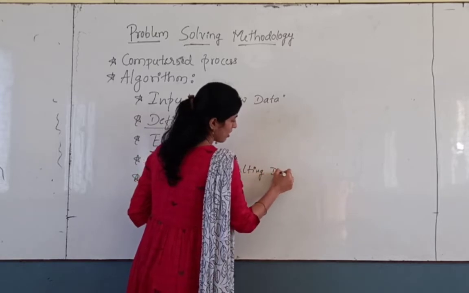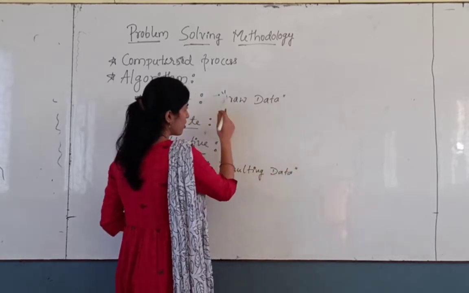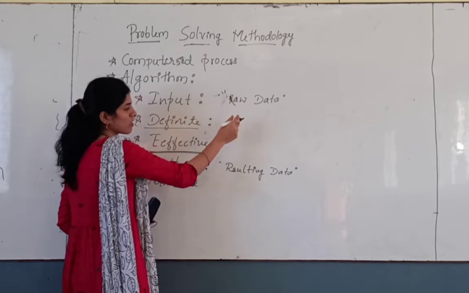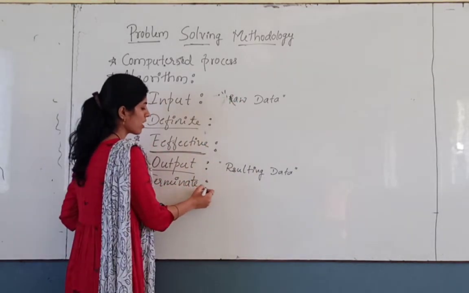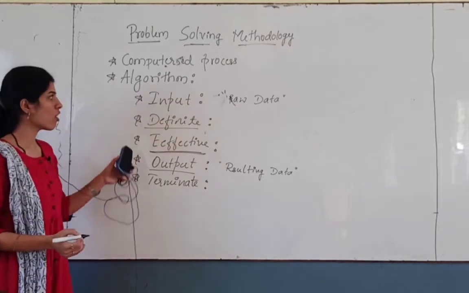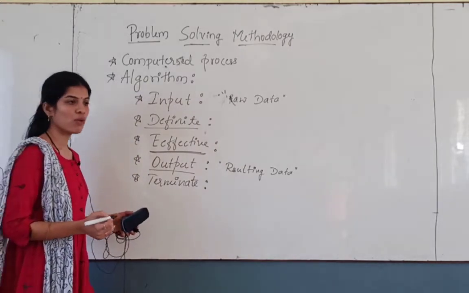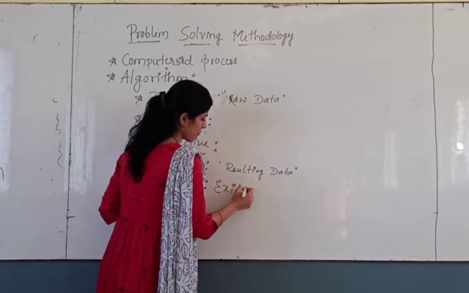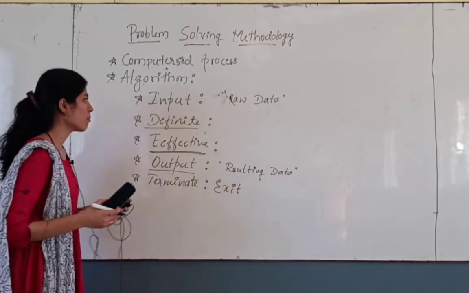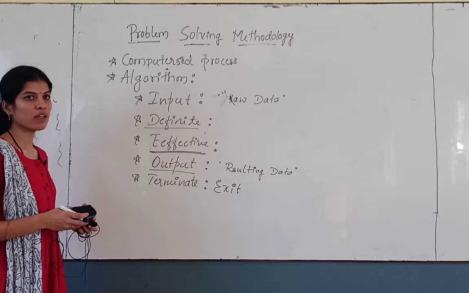Resulting data. Input is raw data and output is resulting data. Next, terminate means after completing all the steps of the algorithm we have to terminate here. This is an exit step. These are the main 5 characteristics of the algorithm.